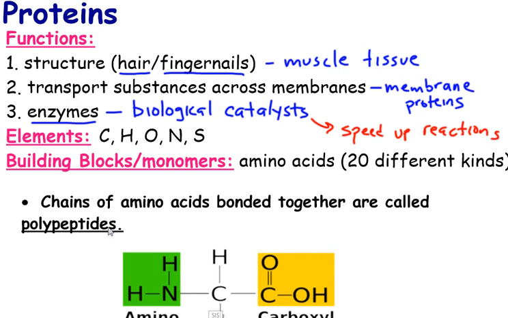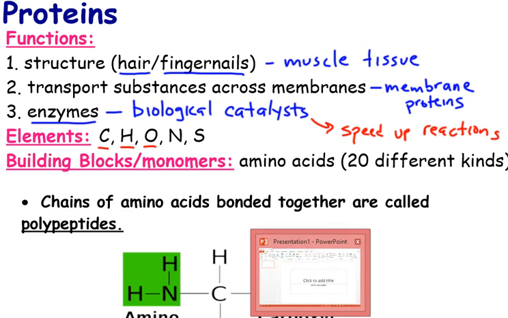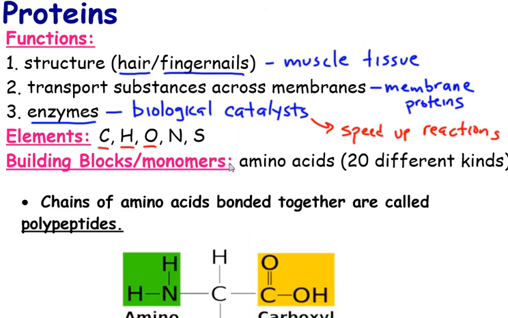Our elements, we still have C, H, and O, just as everything has had so far. We are now adding nitrogen. And then we also have sulfur. So the only thing we do not have in play with a protein is phosphorus. Everything else is in play, 5 of the 6. Now our building block, or our monomer of proteins, is the amino acid.